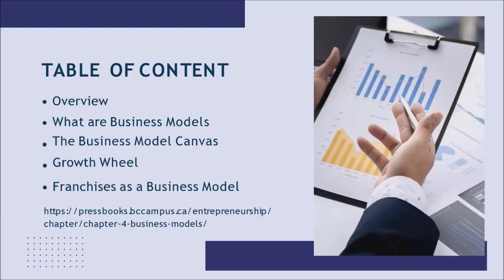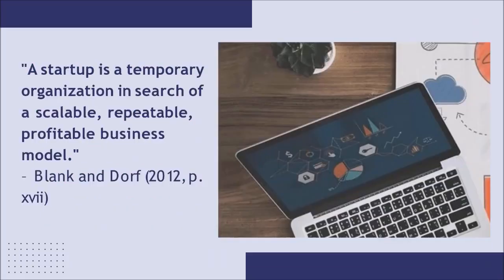The table of contents for this presentation are as follows. First, the overview. Second, what are business models? Third, the business model canvas. Fourth, growth wheel. And finally, franchise as a business model. The link for the presentation can also be found if you want to visit it.